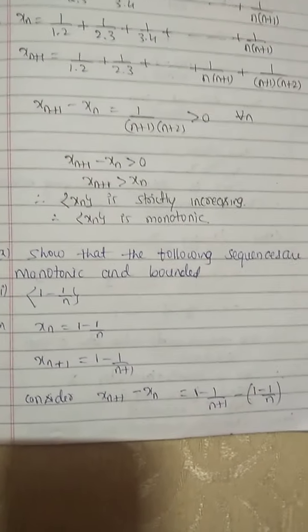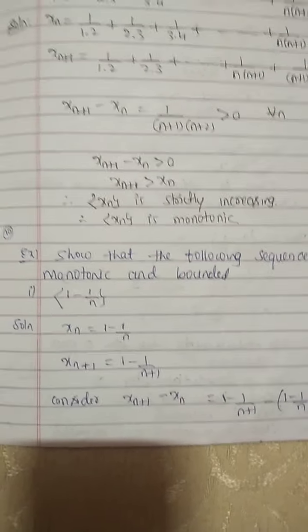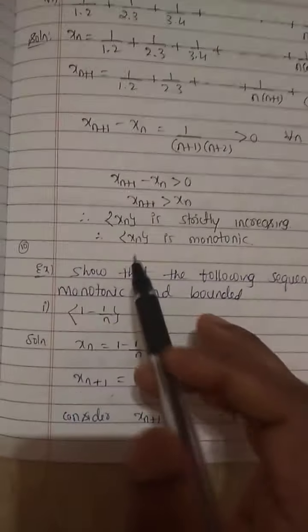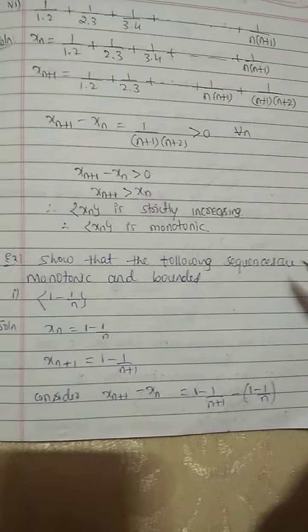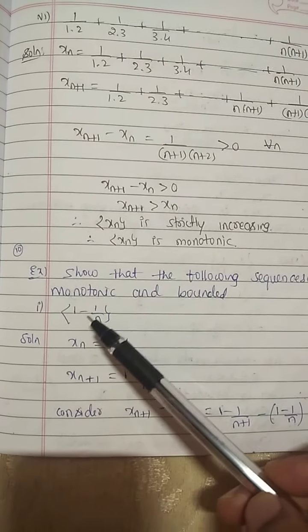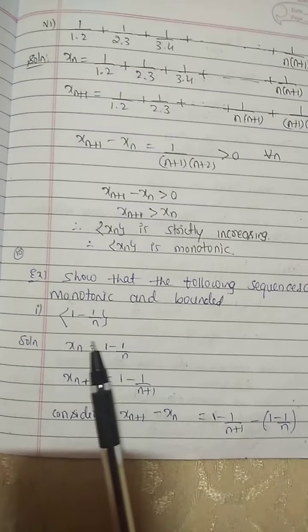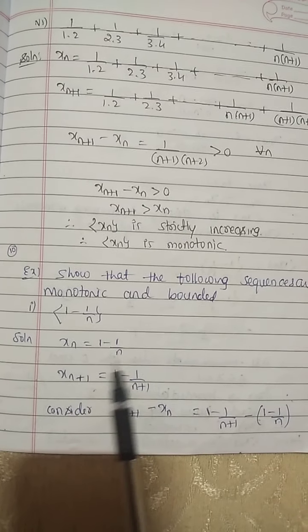In this class, I am going to discuss sequences which are monotonic and bounded. Example: show that the following sequences are monotonic and bounded. First example, the sequence 1 minus 1 by n. Here I have to show that this sequence is monotonic and bounded. Let xn equals 1 minus 1 by n.